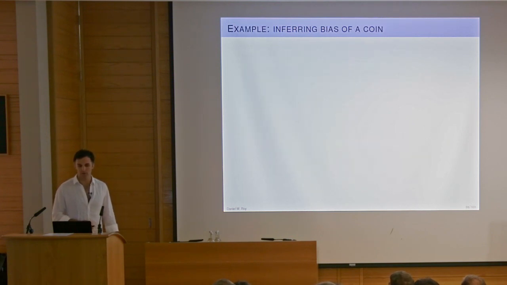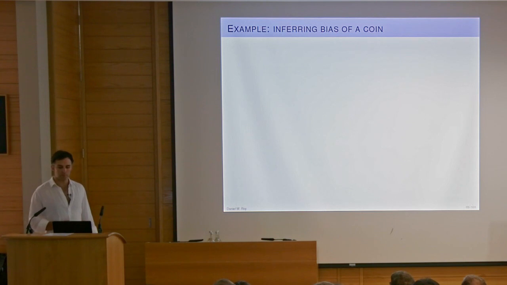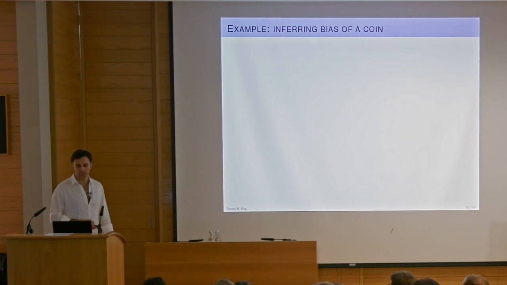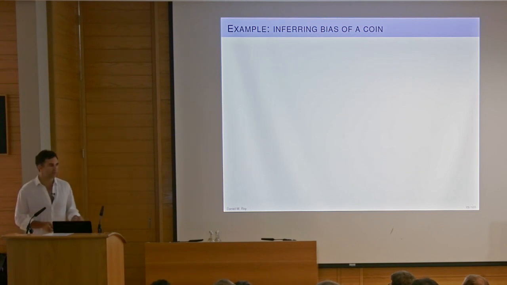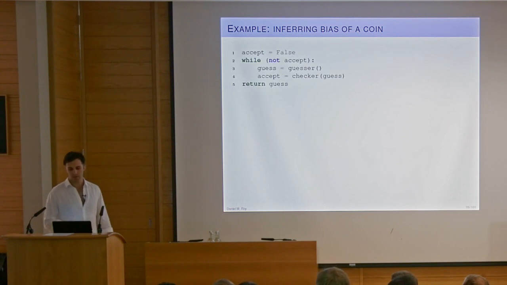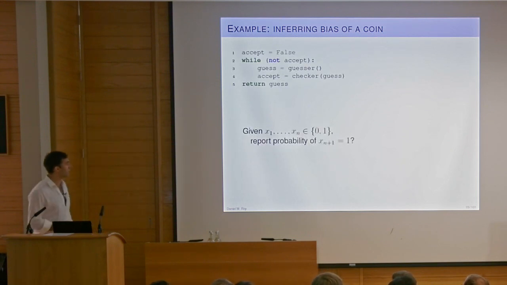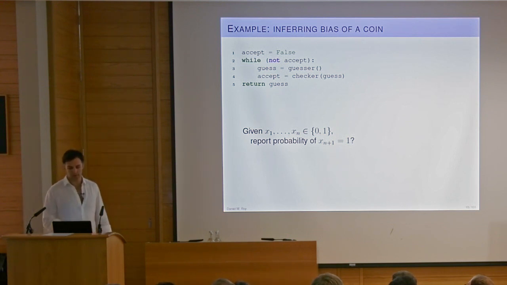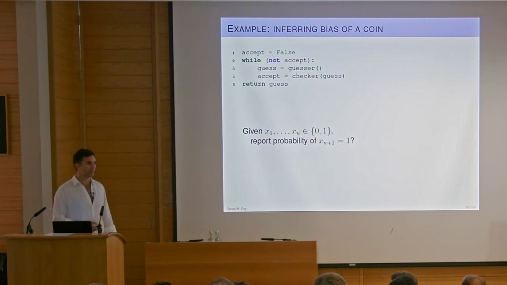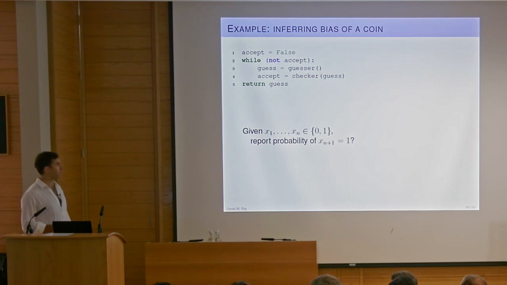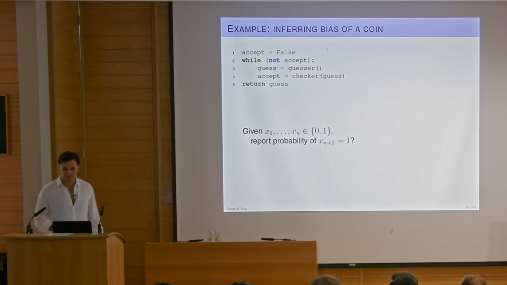All right, so let me go through an example, and then I'll pause for questions if there are any. Let's think about this quintessential statistical problem. Here's the computation performed by query, and I'm given the prefix of some binary sequence, x1 through xn, and I'm meant to report a probability that xn plus 1 is equal to 1. Well, that's woefully underspecified. It could be anything, really.